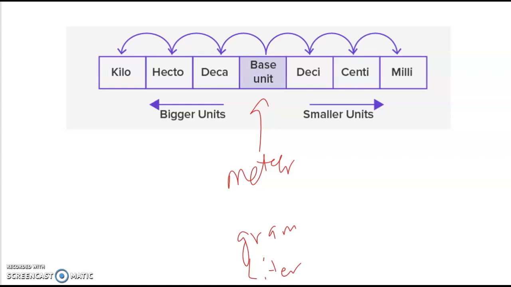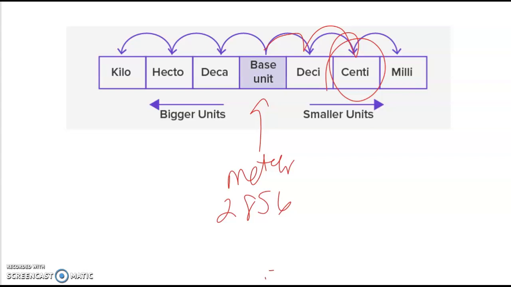If we break those into smaller units, we've got decimeters, centimeters, and millimeters. And if we get larger, we have decameters, hectometers, and kilometers. Now, let's say we have 2,856 meters. As we go to the right, if I want to go to centimeters, how many centimeters is 2,856 meters?